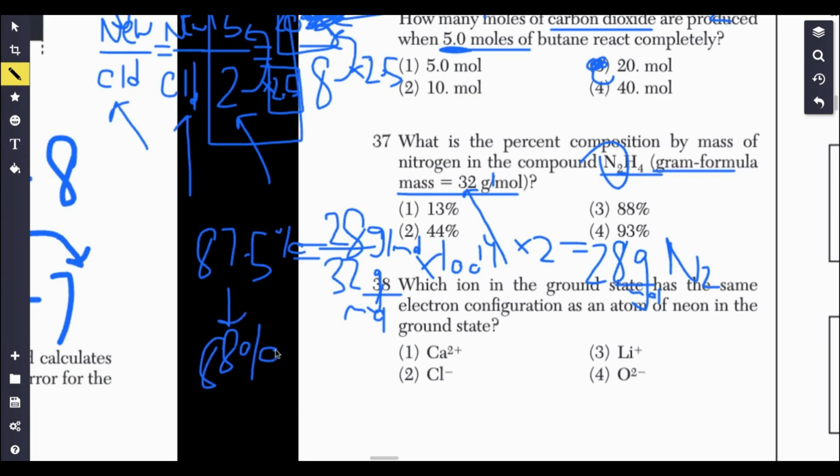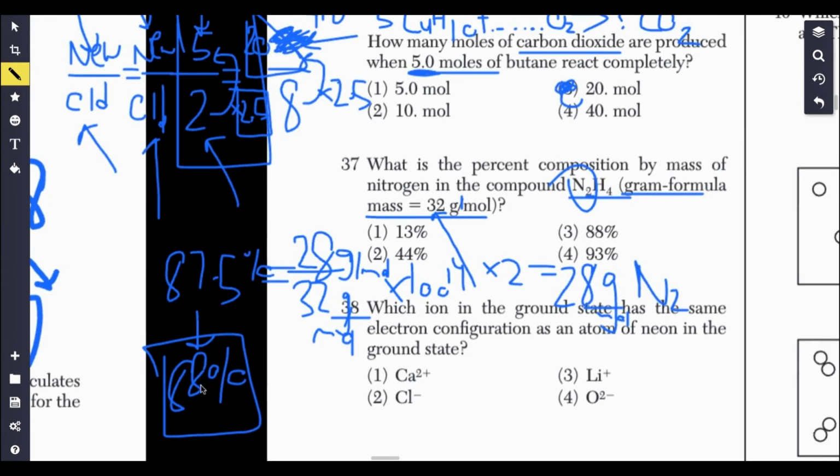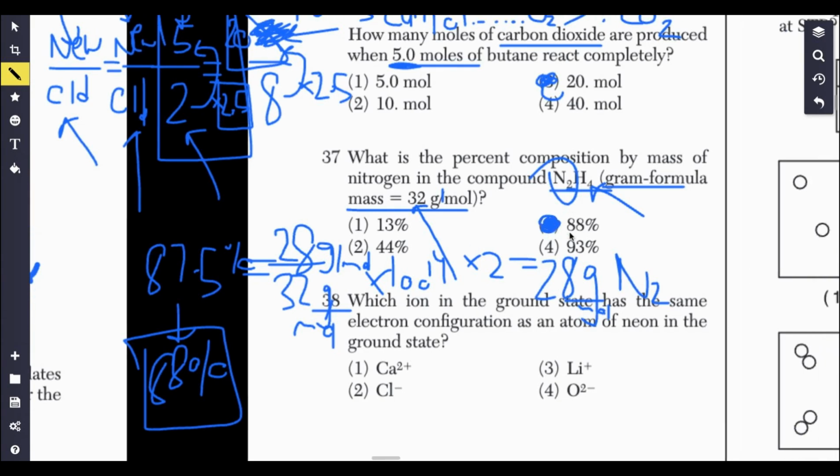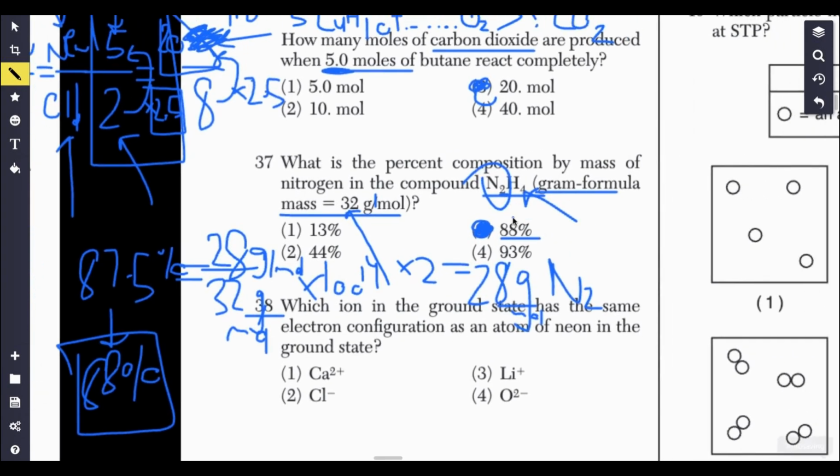And all of this just means that nitrogen accounts for 88% of the weight in N2H4. It makes up 88% of the weight in N2H4. That's all that means, right? And if nitrogen makes up 88% of the weight, that means that hydrogen has to make up 12% of the weight, right? Because it has to add up to 100%.